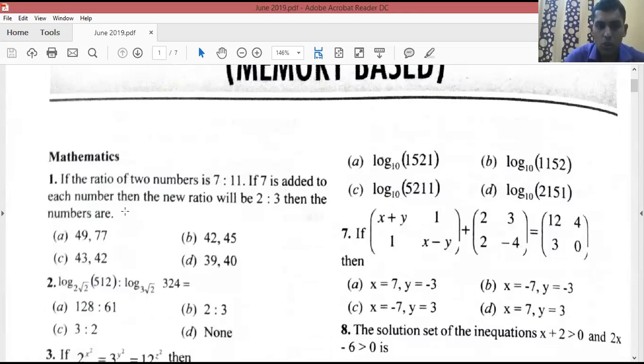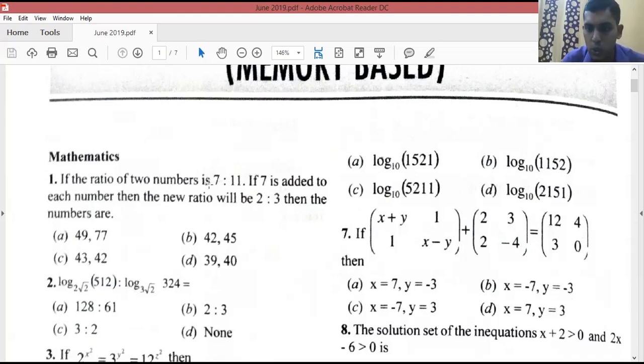If the ratio of two numbers is 7:11 and if 7 is added to each number, the new ratio will become 2:3. Then the numbers are. Majority of the questions can be easily solved through the option testing method. Just go for option testing, substitute those numbers and just see. You will end up in the right answer, right? Let's go for the option testing.